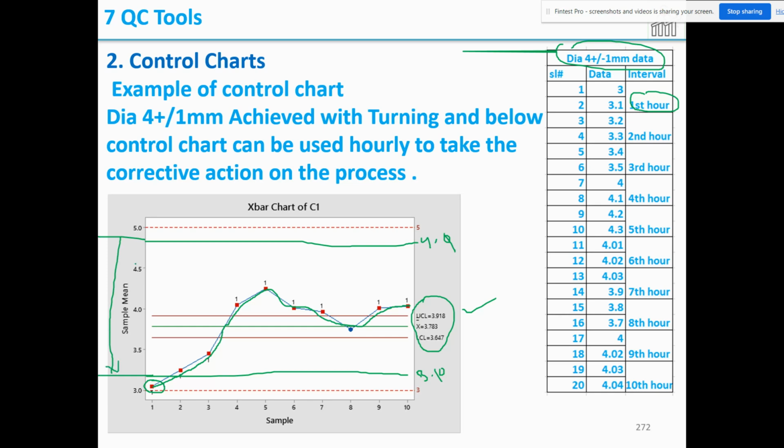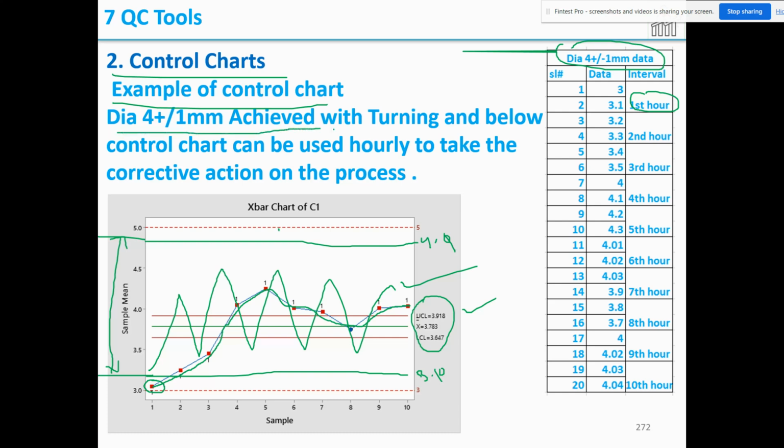Why control limit? Your process has to run within the control specification, at least 10% safe. If your data is lying within this, it's said to be okay process. Suppose any data point comes here, it means it is crossing the control limit. Correct. Therefore, you need to take a corrective action. So, example of control chart: diameter 4 plus or minus 1 mm, achieved with a turning, and below control chart can be used hourly to take the corrective action on the process.